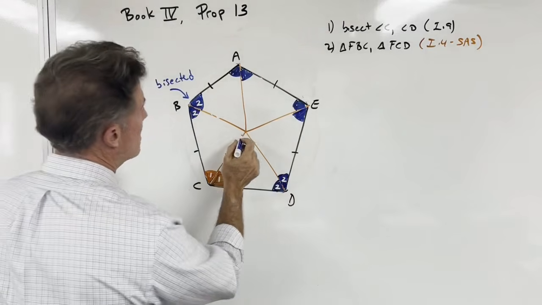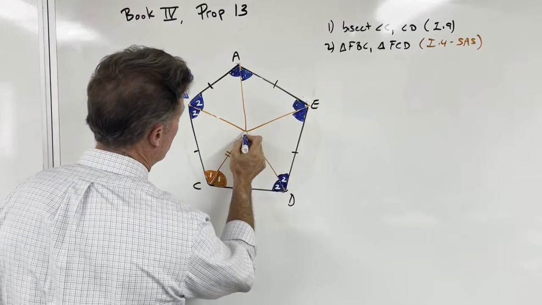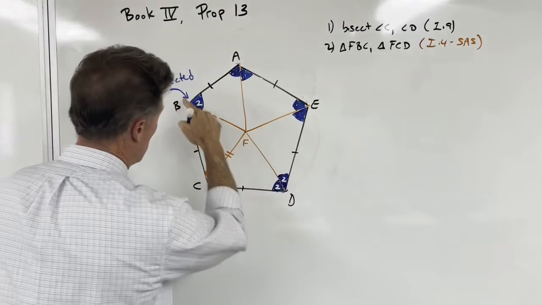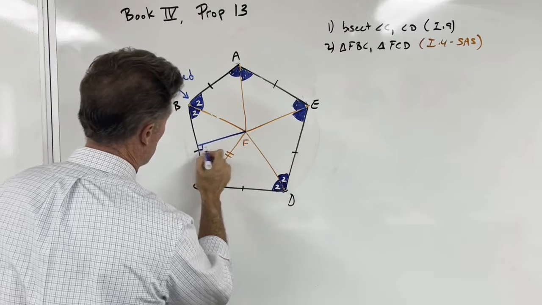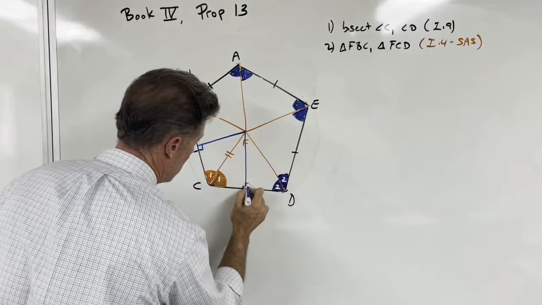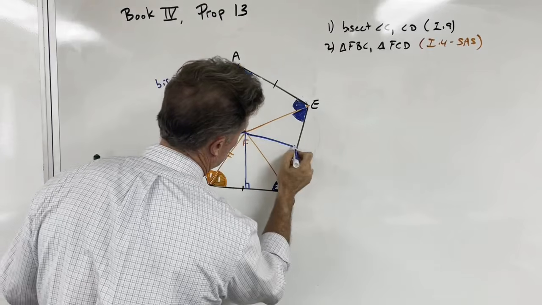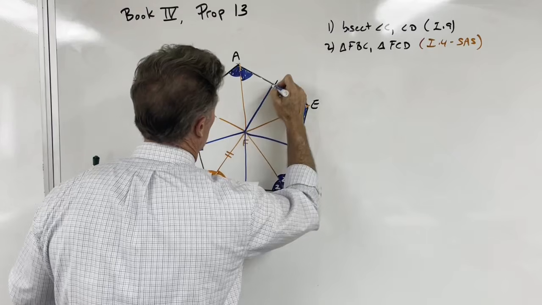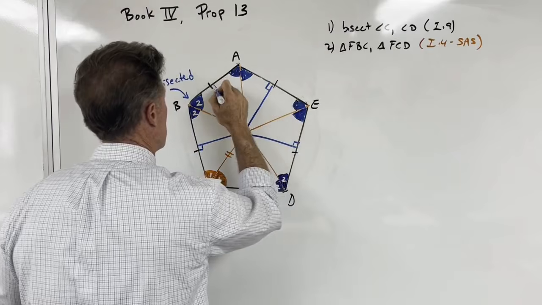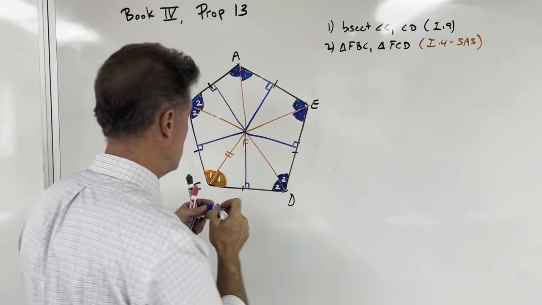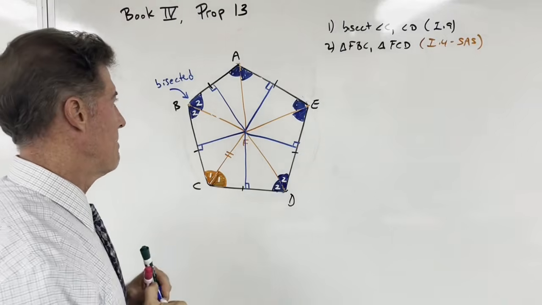Okay, so now from point F, let's draw lines perpendicular to each of the sides. So we're going to draw this perpendicular, this perpendicular, this perpendicular, this perpendicular, and this perpendicular. It's something we can do from book 1, maybe prop 10, I can't quite remember.